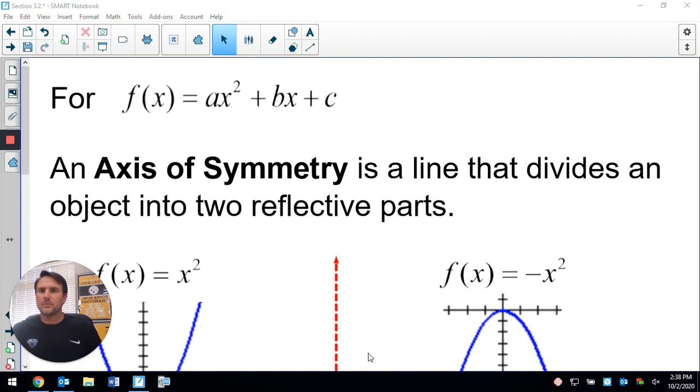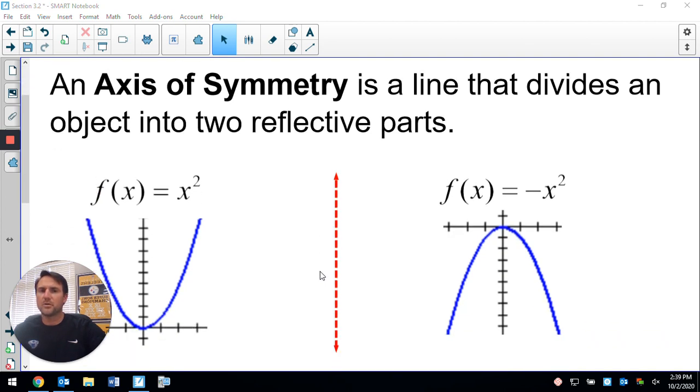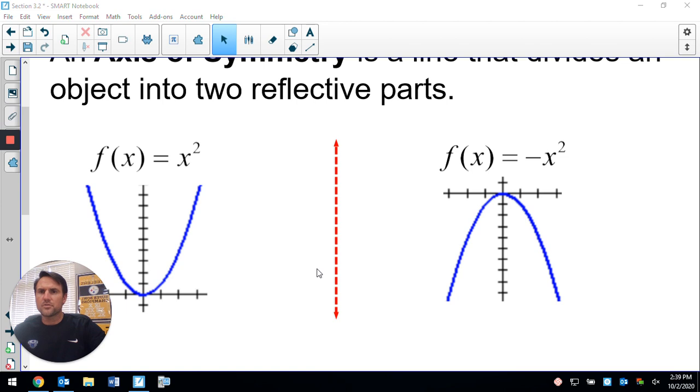Today's lesson we are going to take a look at quadratic functions, and specifically we're going to find the vertex and the axis of symmetry. An axis of symmetry is just a line that divides an object, any object, into two reflective parts. Since we're dealing with quadratic functions, our graphs are parabolas, and if we have a line of symmetry or an axis of symmetry, we are going to have it right in the middle.